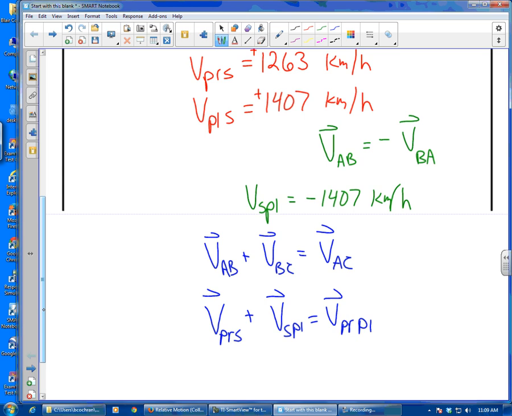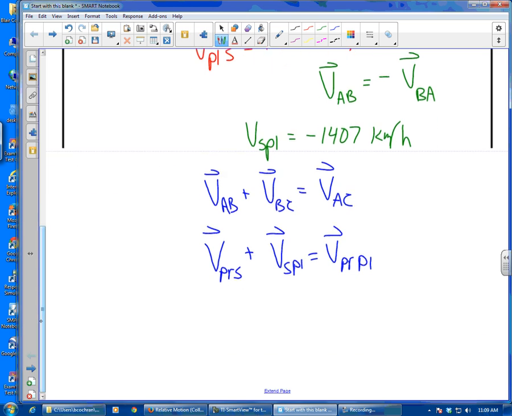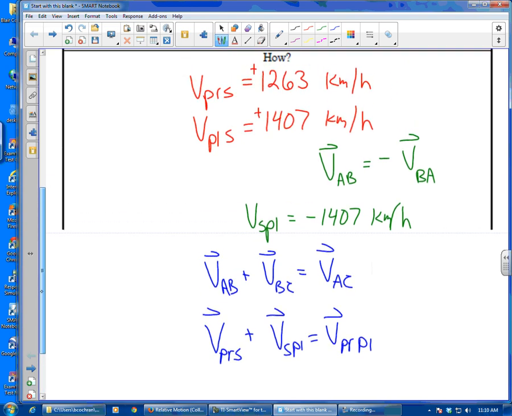Does everyone see my setup there? Makes sense. How I picked where to put things? Because there's other ways you could do it. But this, so pirates with respect to space, I was given that it's positive 1263 kilometers an hour.